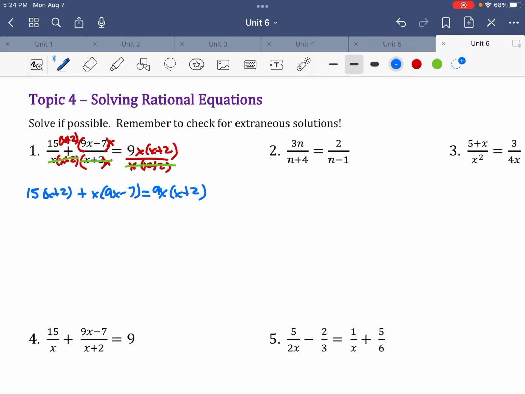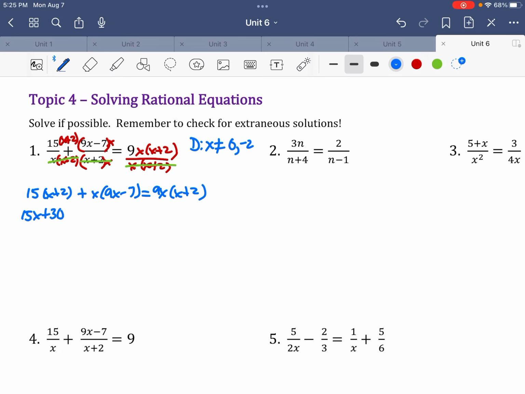Now, one thing to also mention here is we have some things that we cannot allow to happen. I have a domain issue here. I can never let x be 0 or negative 2 in my answer, because if x were negative 2, that would make that denominator 0, and if x were 0, it would make that denominator 0. So I have some restrictions on what I will allow x to be. If one of those comes out as my answer, I will not accept it. And that might happen in some of these problems. So let's work this out.